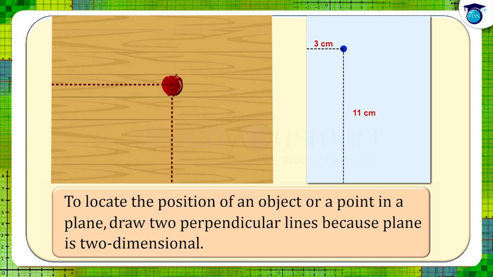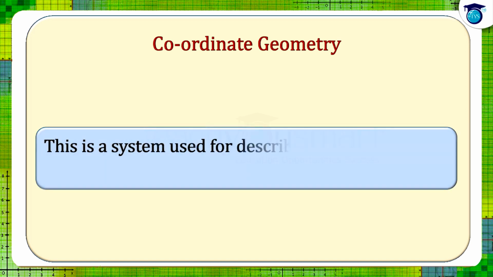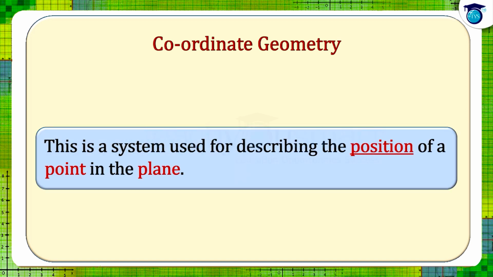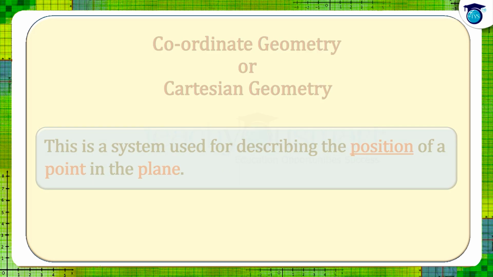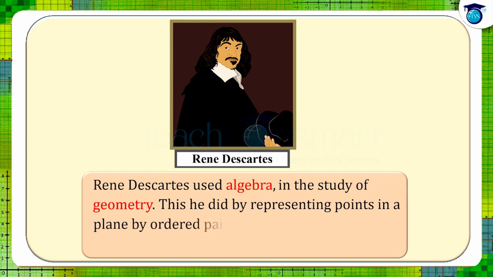This simple idea has given rise to a very important branch of mathematics known as coordinate geometry. This is a system used for describing the position of a point in the plane, introduced by a famous mathematician, René Descartes. So, this coordinate geometry is also known after his name as Cartesian geometry. René Descartes used algebra in the study of geometry. This he did by representing points in a plane by ordered pairs of real numbers, called Cartesian coordinates.